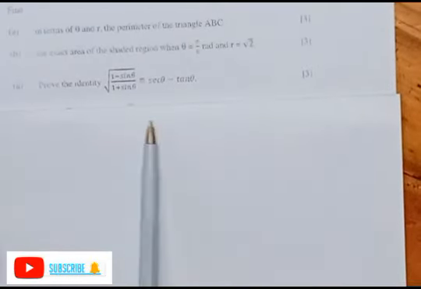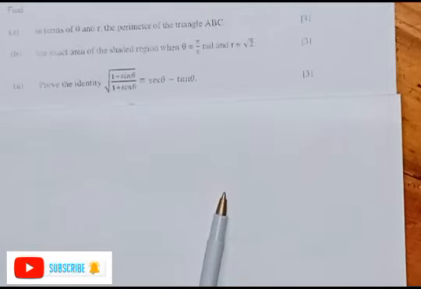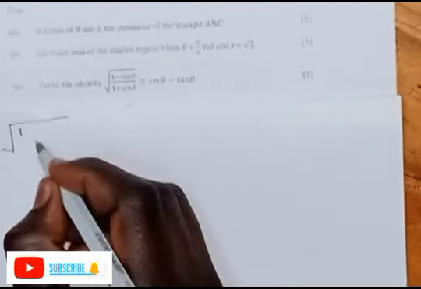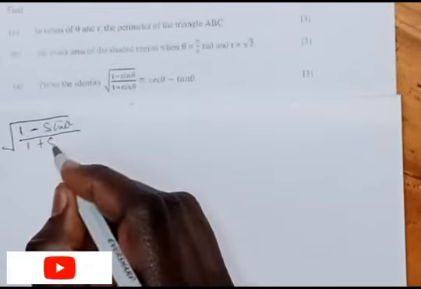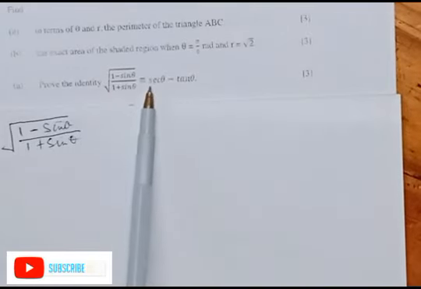To make this question simple, let's take the left hand side so that it will be equal to the right hand side. The left hand side is given by the root of 1 minus sin theta over 1 plus sin theta. We want to prove this identity so that it will be equal to the right hand side.